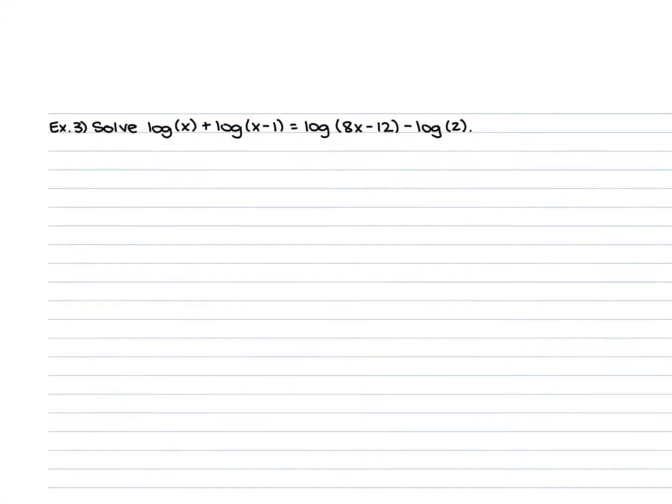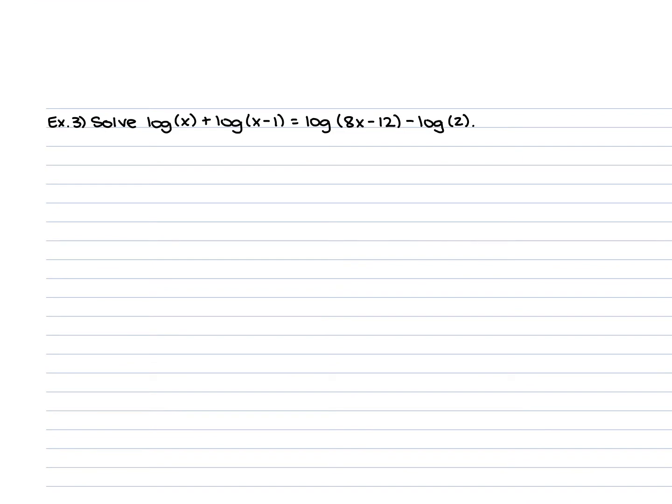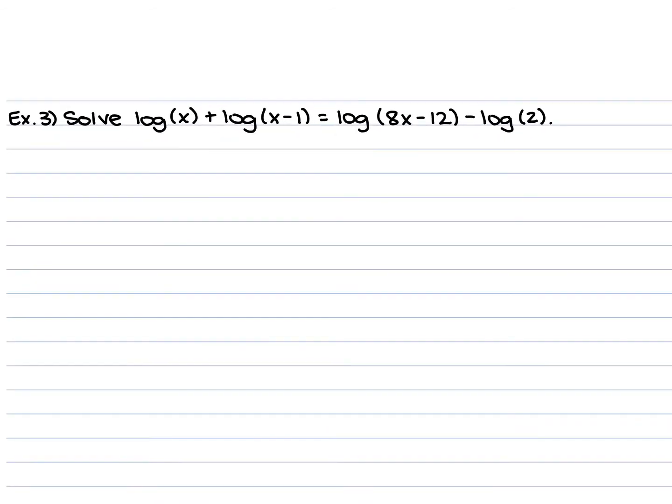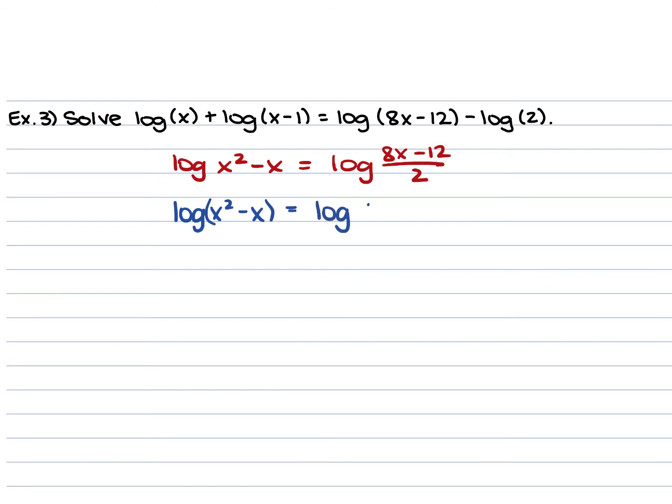For example 3, we have log x plus log x minus 1 is equal to log 8x minus 12 minus log 2. So I want to simplify this on each side first. We have addition on the left side, so we're going to multiply x times x minus 1. So it's going to give us log x squared minus x. And on the right side, we have subtraction, so we're going to divide. So that's going to be log 8x minus 12 divided by 2, which we can rewrite as log x squared minus x is equal to log 4x minus 6.